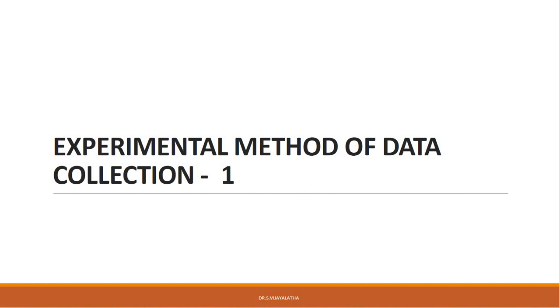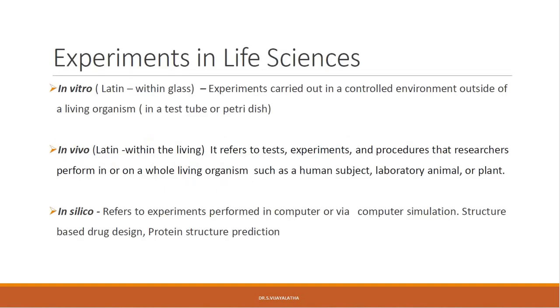In any research investigation, the first step is collection of data from a sample or from a population. Though there are other methods of data collection like survey method, observation method, etc., the most important method in life sciences is experimental method of data collection. Since the topic is vast, we have divided it into sections.